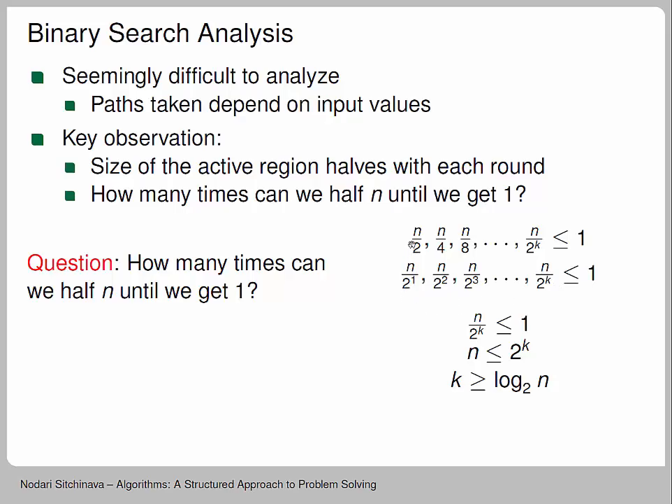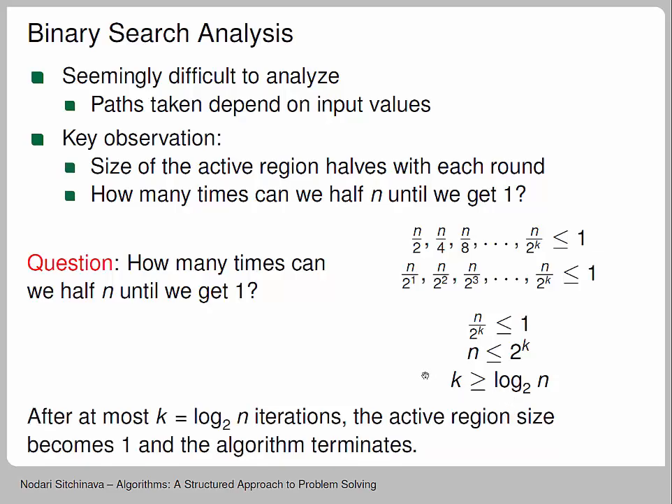Notice that the number of items in this sequence is equal to k, because the first item has denominator 2 to the power 1, the second item has denominator 2 to the power 2, the third item has denominator 2 to the power 3, and so on. All we need to do is figure out what's the value k such that n divided by 2 to the power k is smaller than or equal to 1. By doing a little bit of algebra, we'll find out that k has to be at least log n. So after log n iterations, our active region will be of size 1, and our algorithm will terminate.